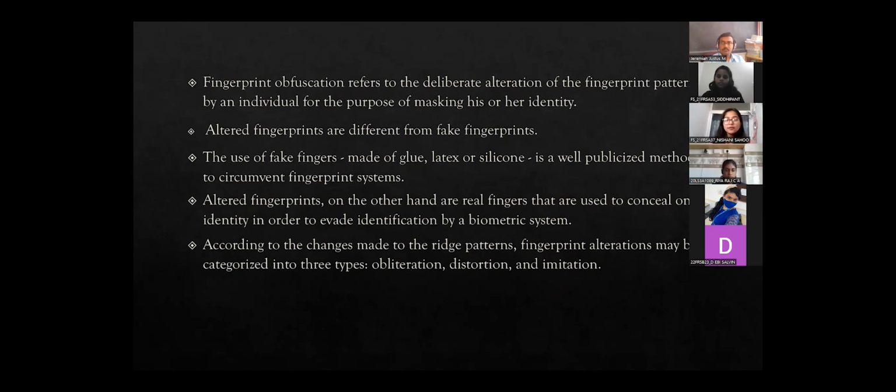But in altered fingerprints, we use real fingers to conceal one's identity in order to evade identification by a biometric system. So these are deeply cut. The friction ridges are deeply cut through the dermal layer, and that's how we can evade the identification system when we show ourselves to a biometric system. According to the changes made to the ridge pattern, fingerprint alterations may be categorized into three types. One is obliteration, second is distortion, and third is imitation. So next slide.